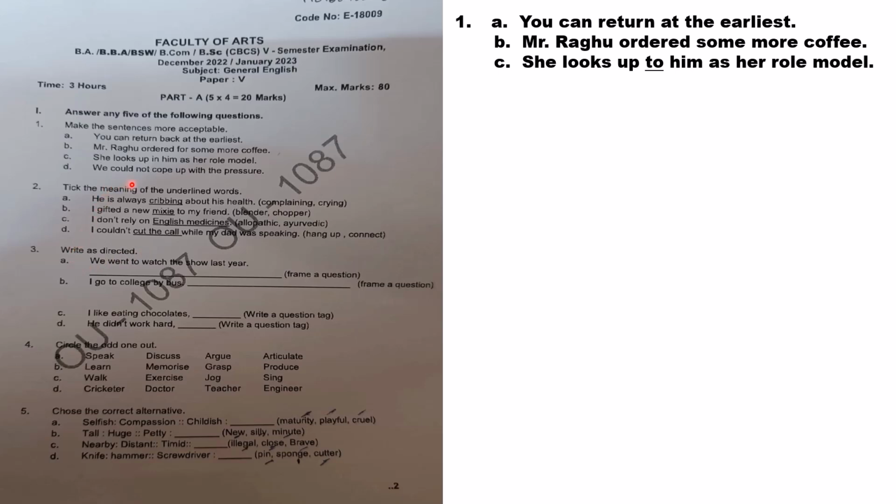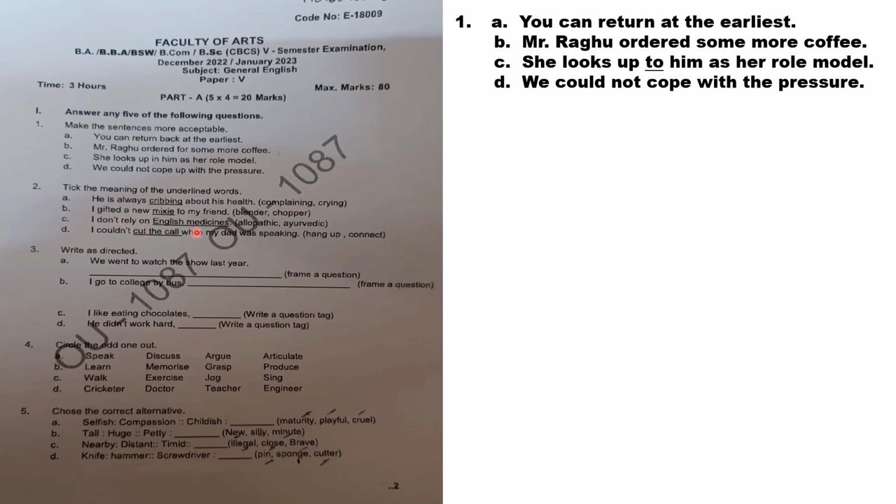Then D, we could not cope up with the pressure. So cope up is a wrong construction, students. It could be only we could not cope with the pressure. Second question, tick the meaning of the underlined words.